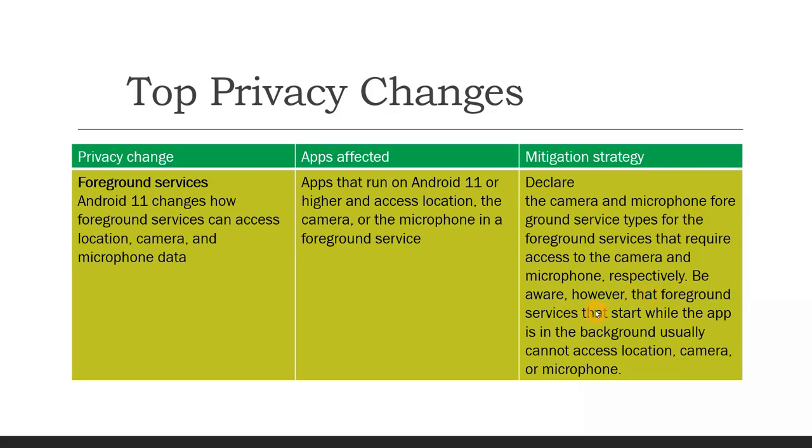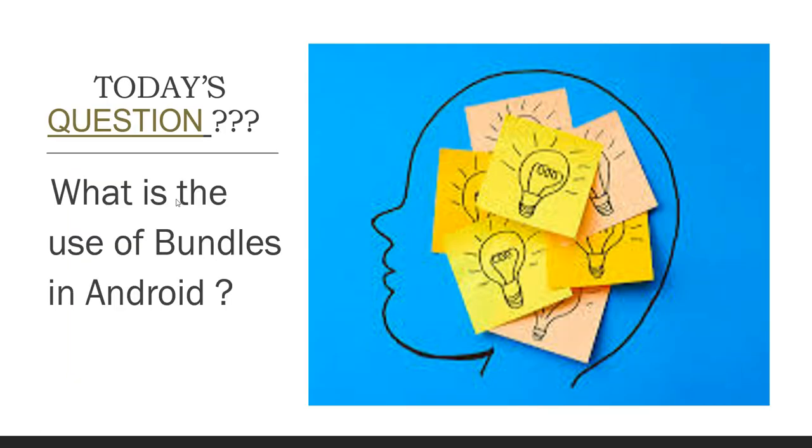Foreground services that start while the app is in background usually cannot access location, camera or microphone. In simple words, if you write an application to access the device location, the camera and the microphone, you have to make sure you're accessing these components via a foreground service, and make sure your service is not in the background, it's always in the foreground, because once it goes to background, these components cannot be accessed. So these were the top privacy changes which Google has introduced from A11 onwards.